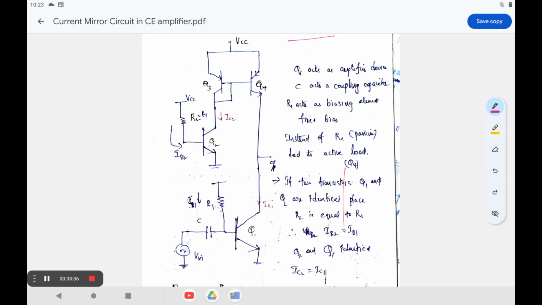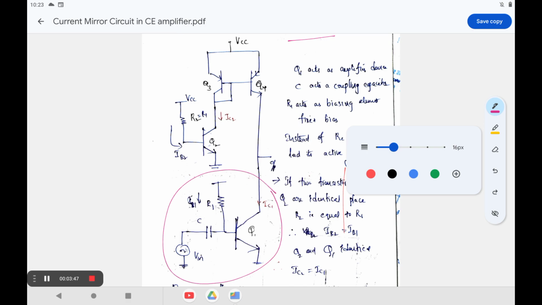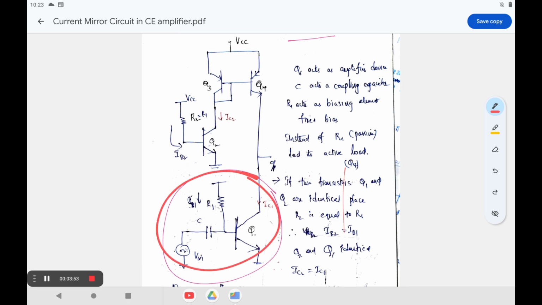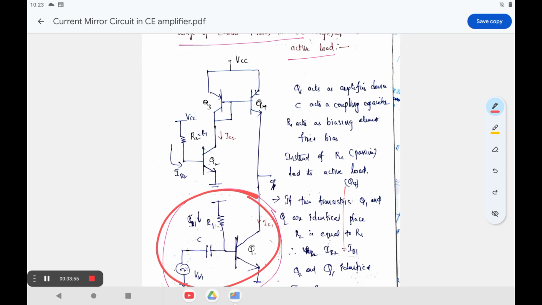This part represents the basic circuit we used in the last application. This circuit represents a common emitter amplifier.